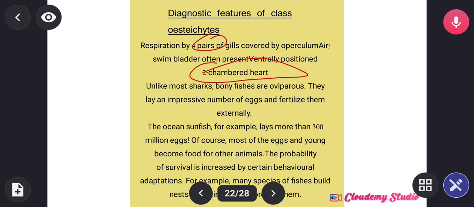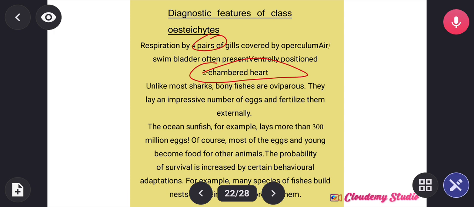Now, unlike most sharks, bony fishes are oviparous, which means they lay their eggs, and they fertilize them externally. They can lay a large amount of eggs, like the ocean sunfish that can lay up to 300 million eggs. You understand? Not all these 300 million eggs will survive, but the probability of survival increases based on some key adaptations, for example, the building of nests by those fishes.